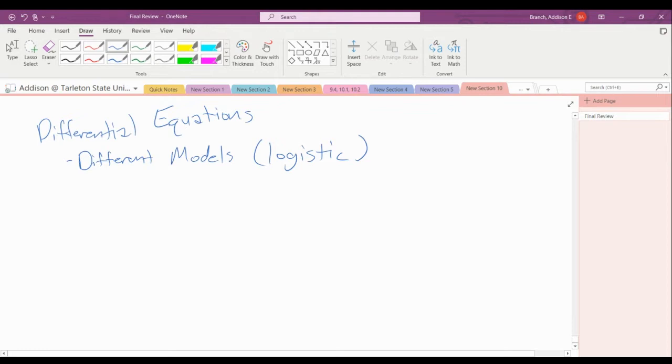I doubt they'll do anything on slope fields. And just the other thing to make sure is just practice your separable equation. So remember, all of your y's on one side, all of your x's on the other side. Pretty straightforward.